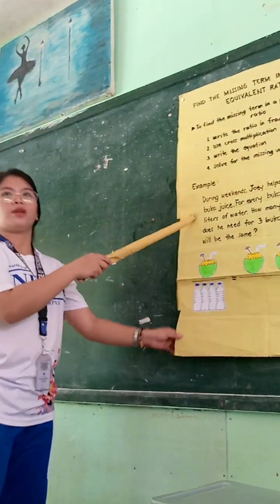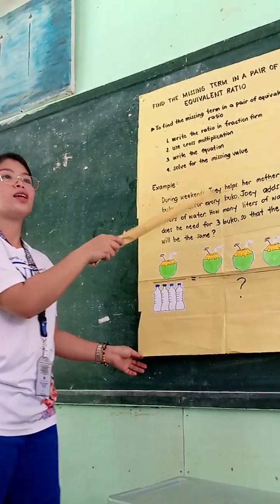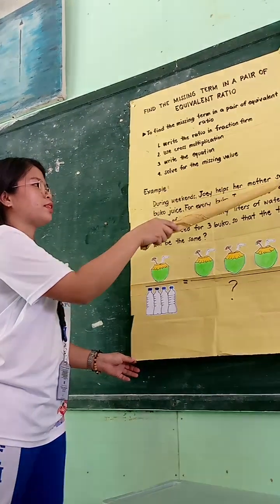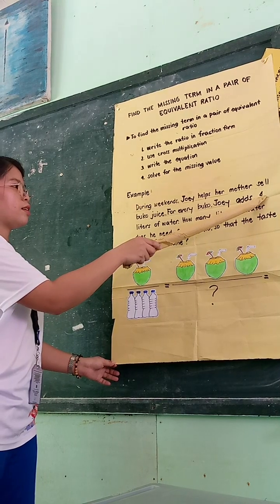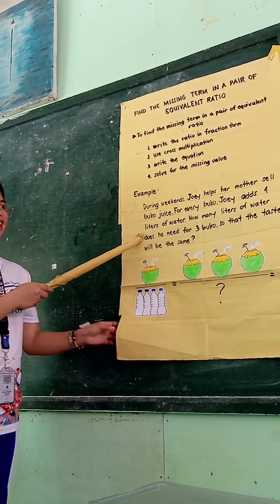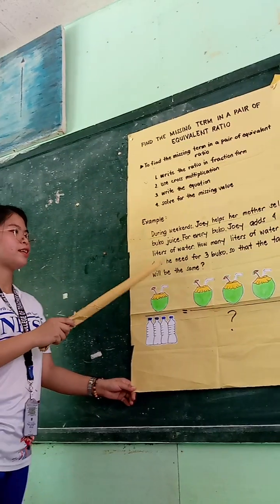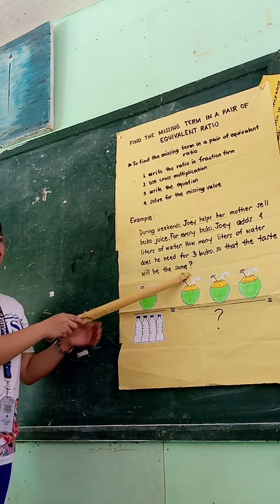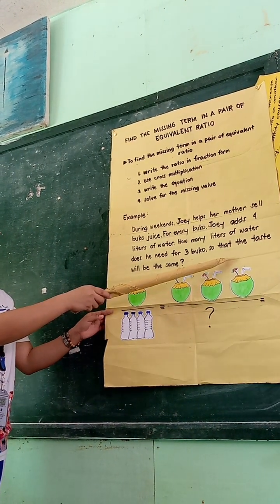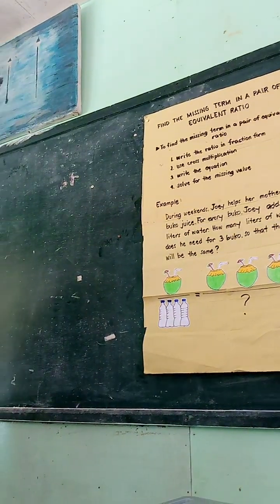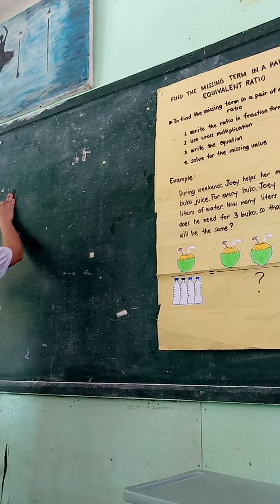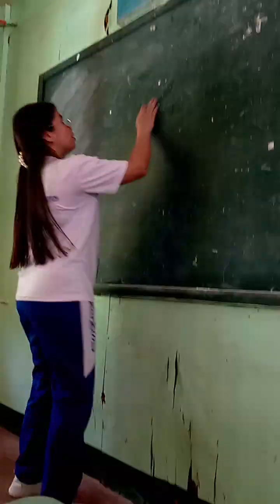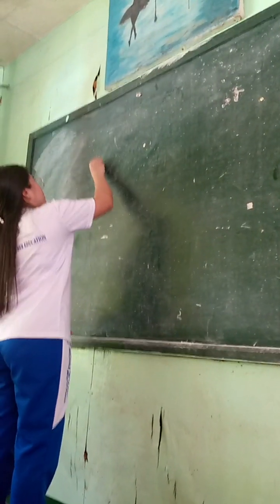Example. Please read. During weekends, Joey helps her mother sell buko juice. For every buko, Joey adds 4 liters of water. Three buko so that the taste will be the same. So now, let us count first what is asked. How many liters?